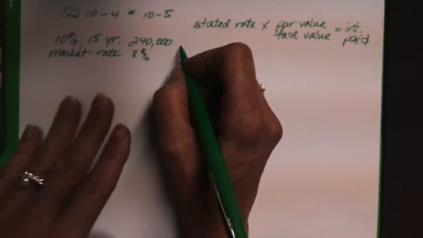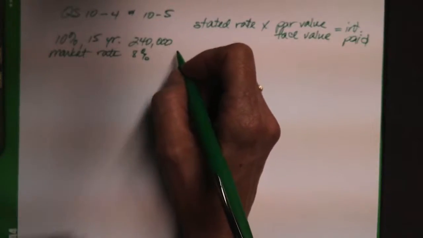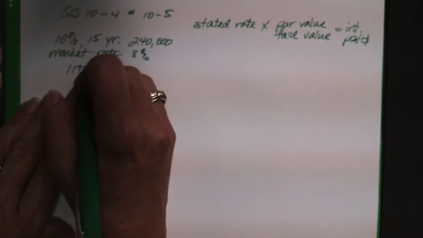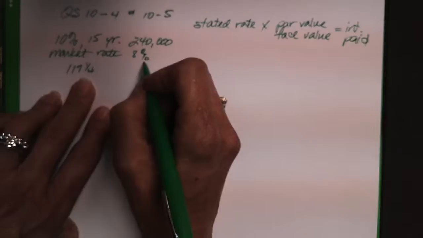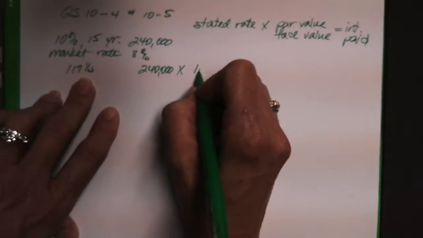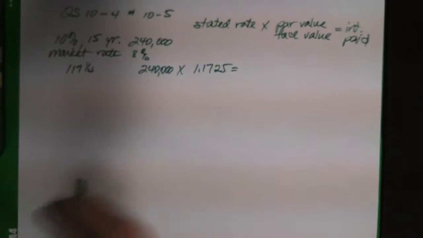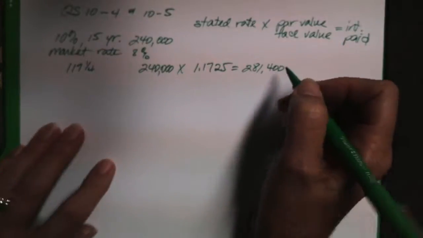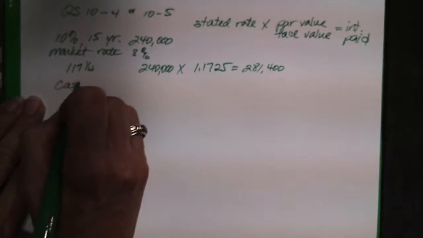Okay? So first, we are just going to record the issuance of this bond based on exactly the information the problem gives us. And the problem tells us that the bonds were sold at 117.25, which means they were sold at 117.25%. So I'm going to take 240,000 times 1.1725. That works out to be 281,400.